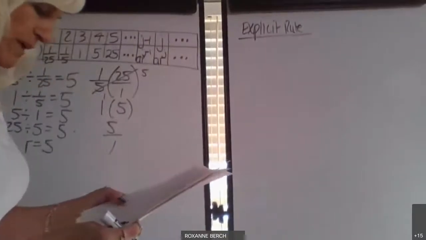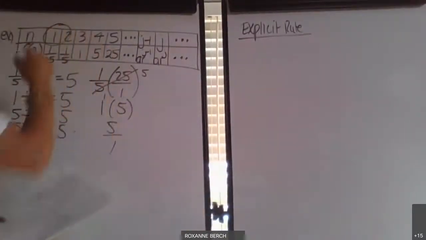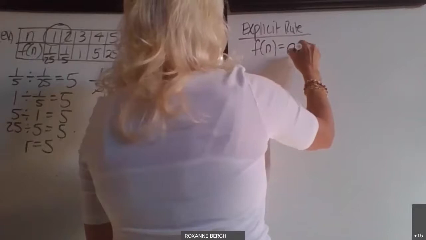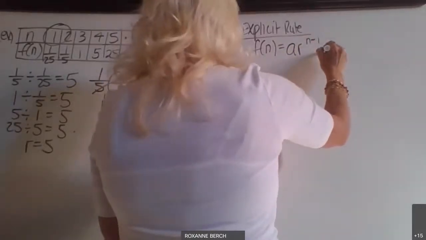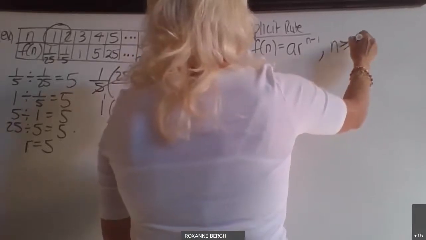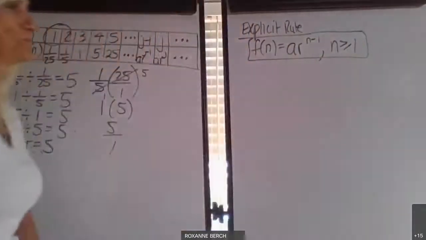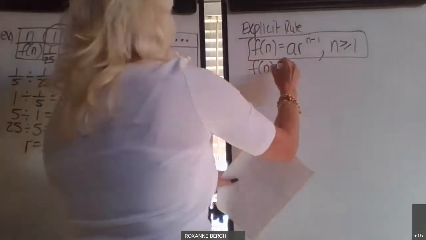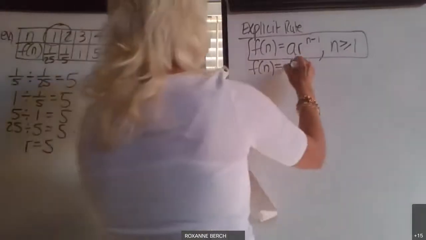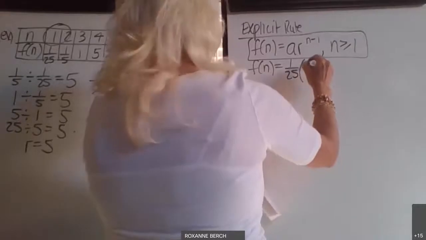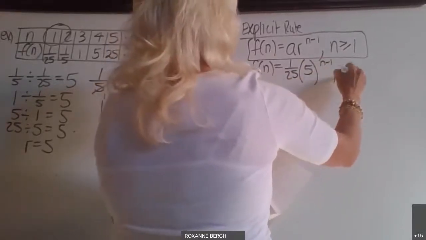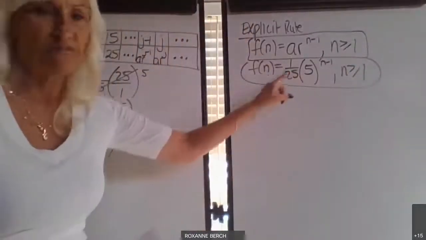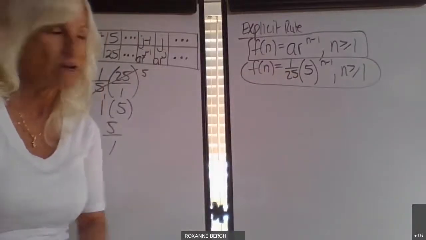Okay, so the explicit rule for this, the starting position is 1. So it's going to be f of n is equal to a times r to the n minus 1. And the domain should be n greater than or equal to 1. So our explicit rule would be f of n is equal to the starting term, which is 1/25, times the common ratio, to the n minus 1 where n is greater than or equal to 1. And you're not going to try to cancel this, right? Because you would violate the order of operations. You have an exponent.